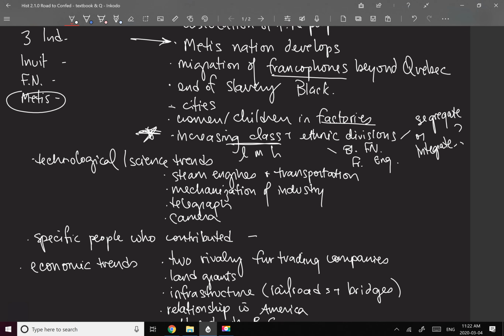There are also some science developments or technological advancements. So if you watch the video about the development of the railway or the steam train, the telegraph, journalism, communications, things like that, those are elements of technological advancements. Steam engine, transportation, the mechanization of industry, so the growth of factories and things like that, mass producing things. The telegraph is great for communication.